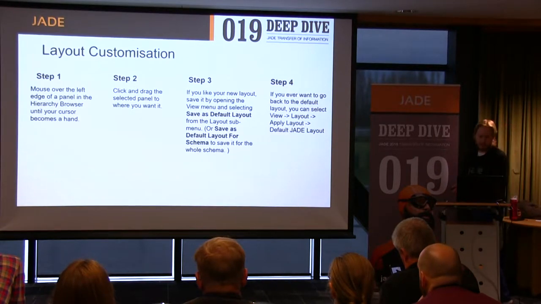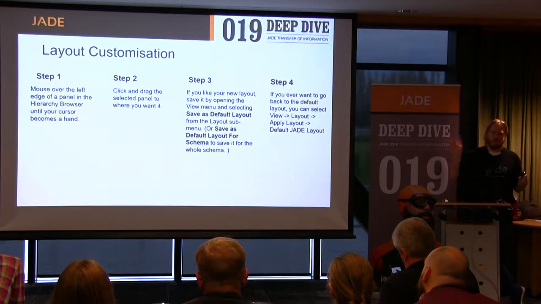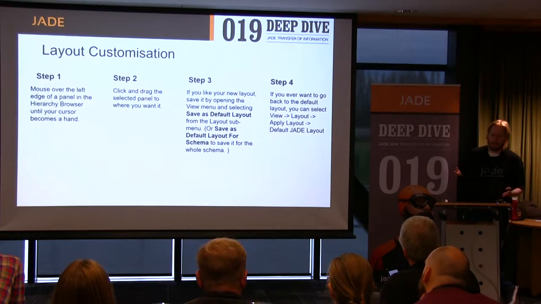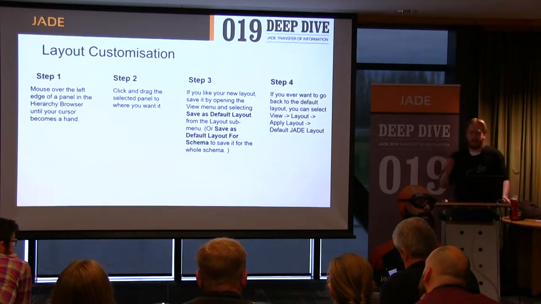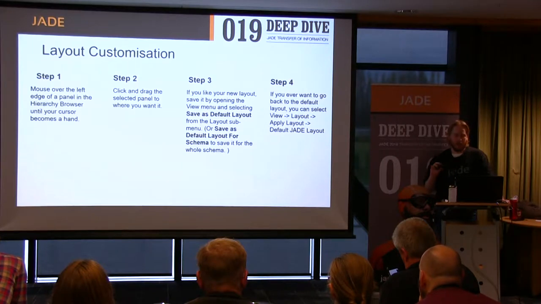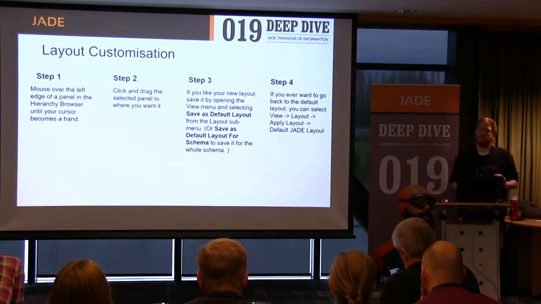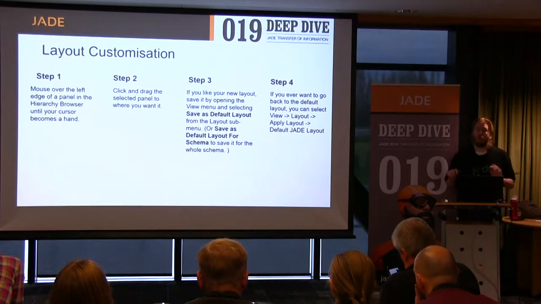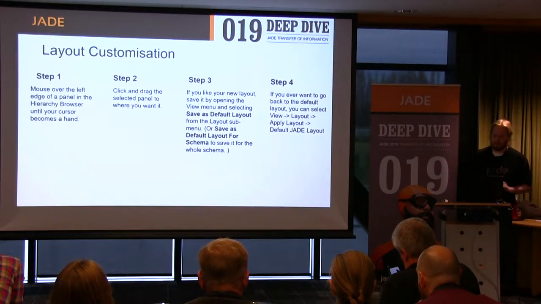So how do we do this is, of course, the question. It's actually pretty simple to do this. All you have to do is when you mouse over the left edge of a panel in the hierarchy browser, your cursor's going to now become a hand icon. Once you've got that hand icon, you can just drag the panel wherever you want. If you drag it within the hierarchy browser window, then it's going to rearrange the panels for you. And if you drag it outside the window, or if you hold control and then drag it, then it's going to float that panel for you.